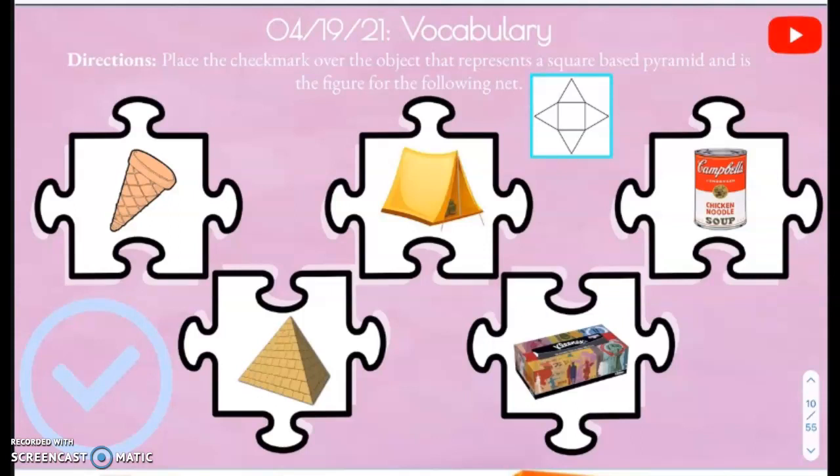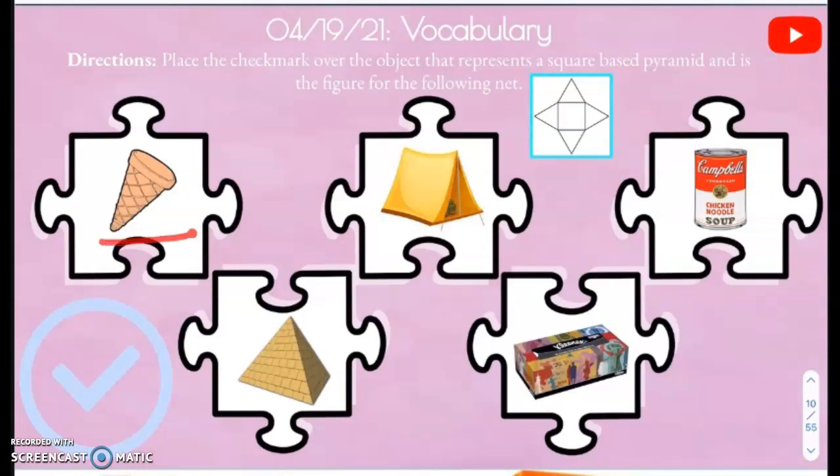All right, our vocabulary. So we're going to place the check mark over the correct object that represents a square-based pyramid and is the figure for the following net. So a net is going to be kind of a shape unfolded. So a shape unfolded is going to be a net. So a square-based pyramid has a square in the bottom on the base, and then it's connected. All these fold up. So it's kind of like origami in a way. You're folding things and it makes a pyramid.